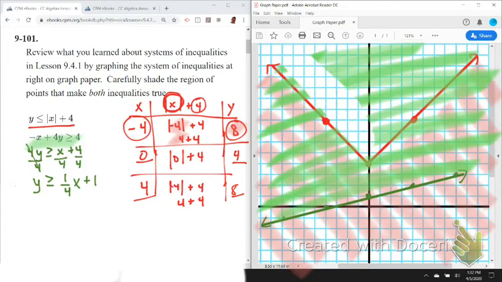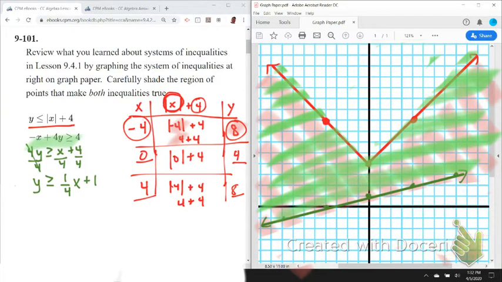So at this point I'm going to look at where the two shaded parts overlap. It looks like it's about right there. It's not perfect, but it's pretty close. That's your answer, the overlapping region. All right, let's move on to the next problem.